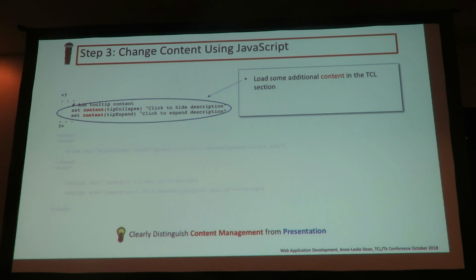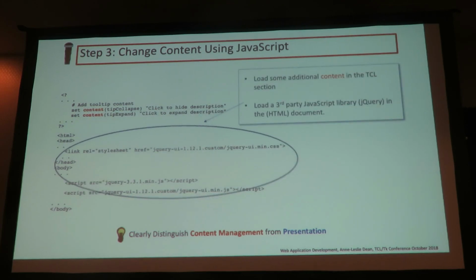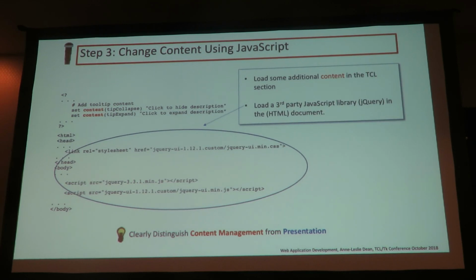Okay, first I'm going to load into my example a little bit of additional content. So this is back up in the Tcl portion. I'm setting content tip collapse and tip expand because I'm going to add a tooltip. So when you mouse over the description toggle, it tells you that you can do something. I'm also going to load a third-party JavaScript library, jQuery, into the HTML document. This is nice because it's going to give me a more attractively styled widget.